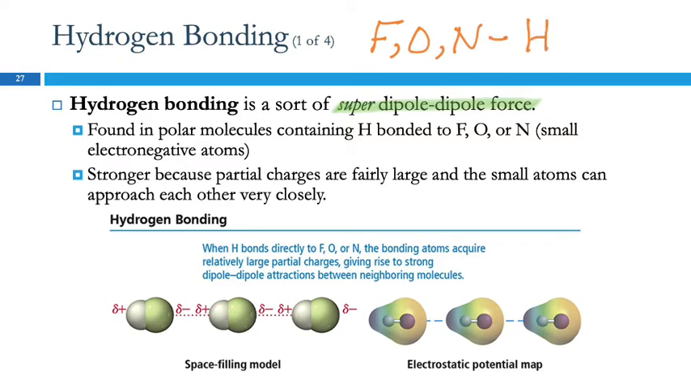This is one of my favorites. So how do you remember that? Heard of the movie E.T.? And what did E.T. do? What did he want to do? Phone home. Right? Phone home. Fluorine, oxygen, or nitrogen bonded to hydrogen.